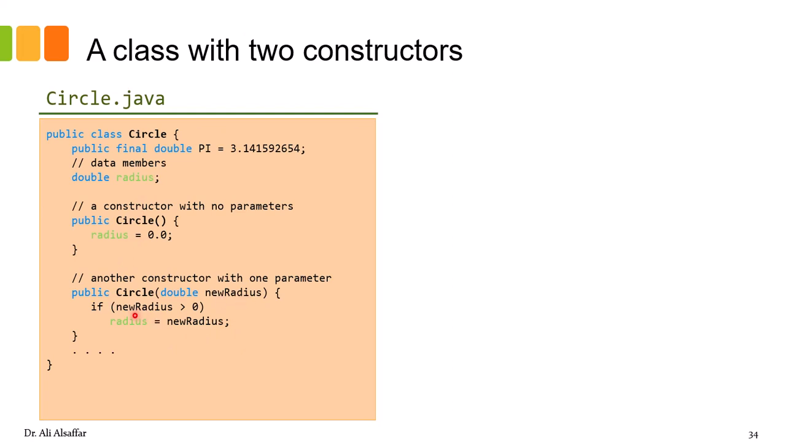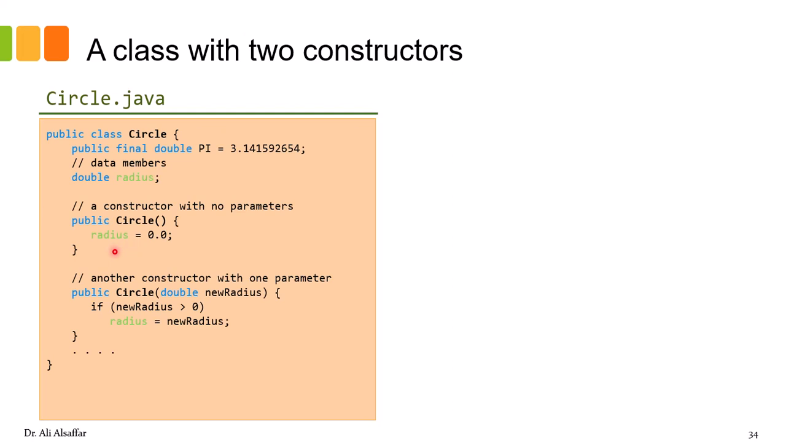So the new radius will first be tested. If it is positive, then this new radius will be saved into radius. And here we also need to handle what if the new radius is not positive? What if it is negative? Then we should assign the value of radius to 0. So this is the class.